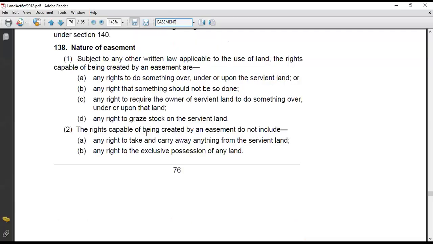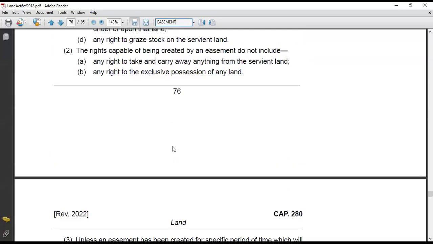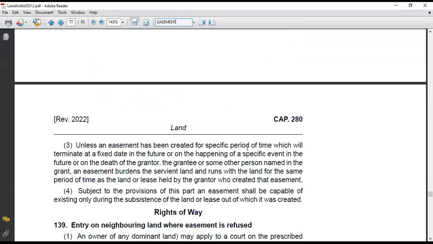Conveyancing requires you to read and understand the Land Act and be able to interpret it in a question. Unless, under section 138.3, an easement has been created for a specific period of time, which will terminate at a fixed date in future, your first answer is correct. If an easement is expressly created for a specific time, it terminates on expiry of that time. That is number one. Or the happening of a specific event in future.